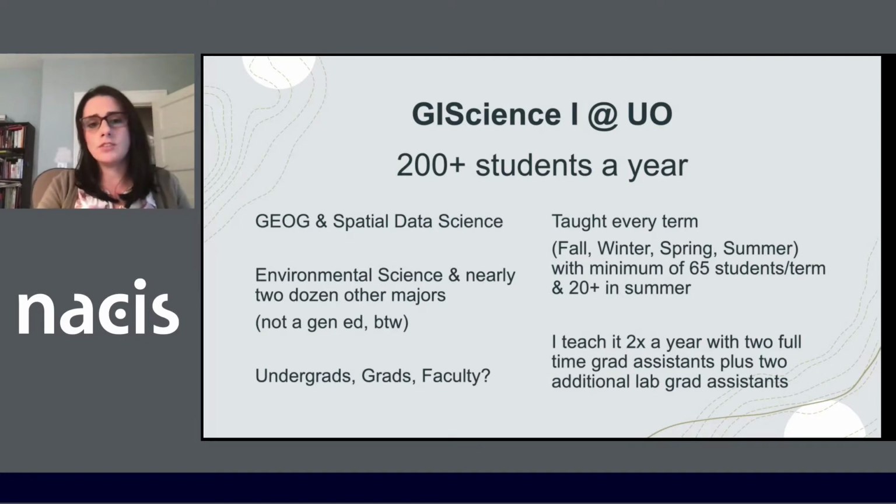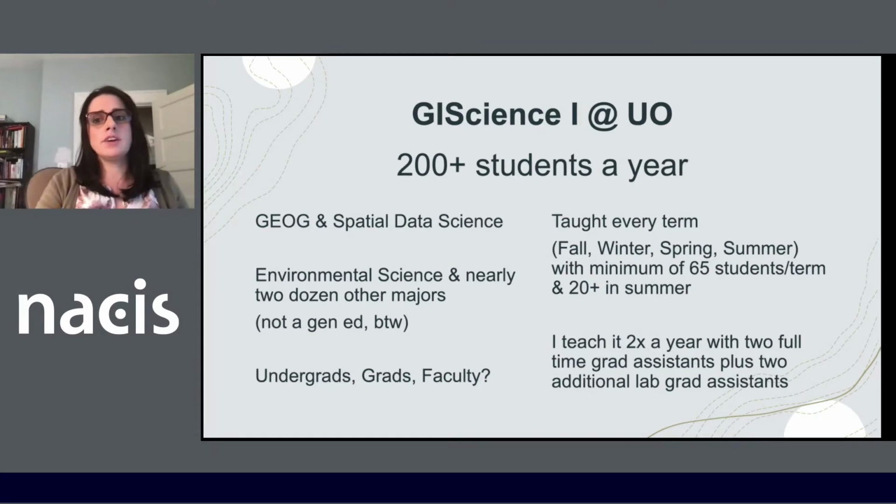It's taught every term. We're on the quarter system, so that means fall, winter, spring, and summer. We teach about 65 students a term and about 20 in the summer. I teach it 2 times a year with 2 full-time graduate assistants in the classroom, and then I have 2 additional lab assistants that help out. Next slide.